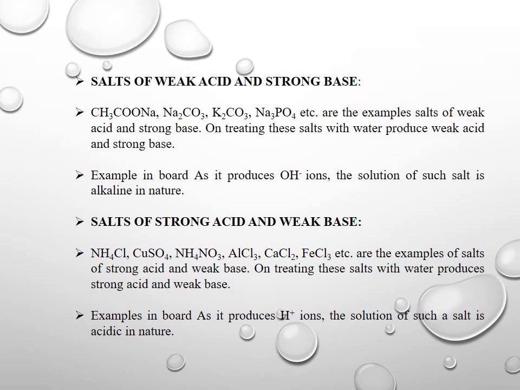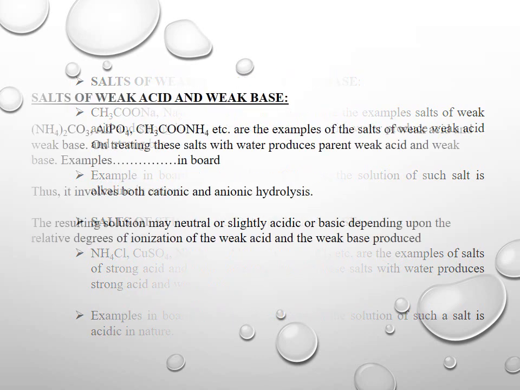Next we will see salts of strong acid and weak base. Ammonium chloride, copper sulfate, ammonium nitrate, aluminum chloride, calcium chloride, ferric chloride, etc. are examples of salts of strong acid and weak base. Treating these salts with water produces a strong acid and a weak base. The strong acid produces H plus ions, and the solution of such a salt is acidic in nature.